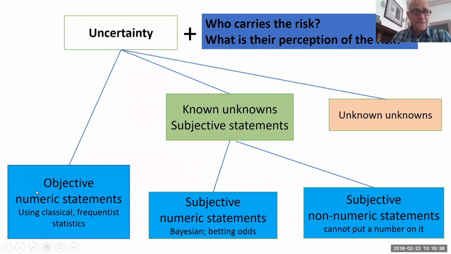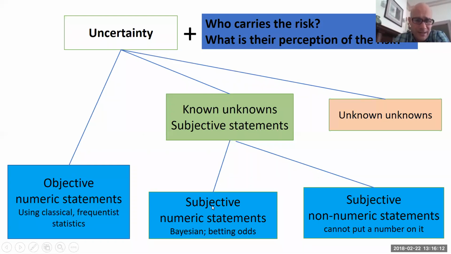So if you look at the first blue box, to consider objective numeric statements of uncertainty. This is basically classical frequentist statistics, so p-values or confidence intervals. You can partition some of the uncertainty off into that which can be characterized or described using p-values or confidence intervals. And then you're essentially left with the known unknowns. And because they're known unknowns, you can only make subjective statements.